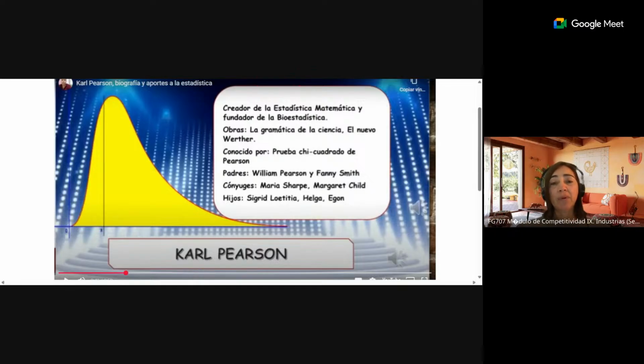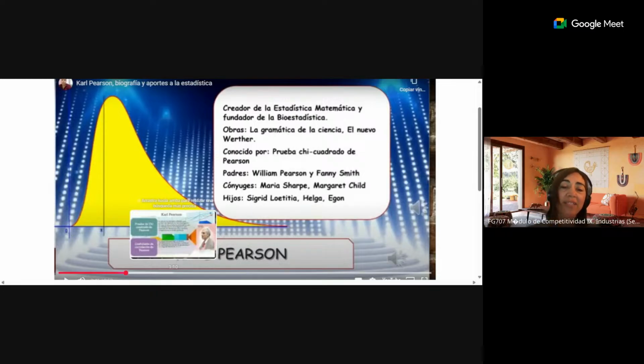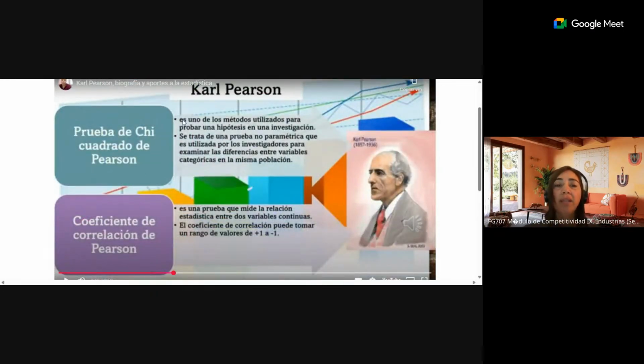Here we have some books that he wrote, The Grammar of Science and The New Writer. He was known for this tool that we're going to learn today, the Pearson square. His parents were William Pearson and Fanny Smith. He married twice, with Mary Sharp and Margaret Childs, and he had three kids. The names were Sigrid, Egon, and Helga, where Karl Pearson was one of the persons that invented this tool that we're going to learn today.